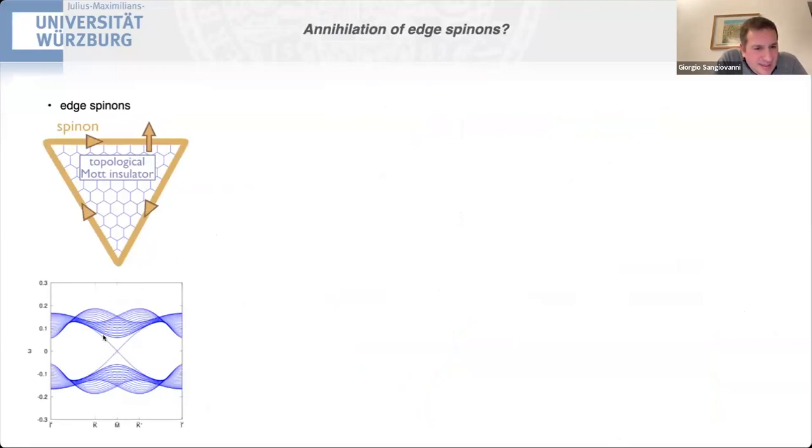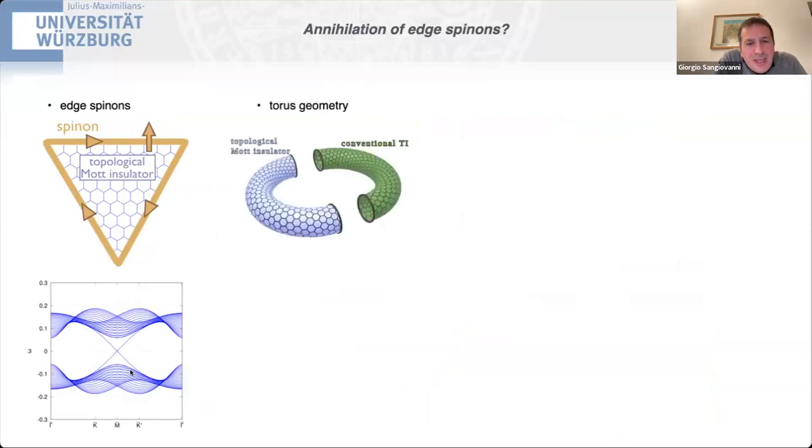And this is the dispersion of the spinons, so linear dispersion of the edge spinons, and the bulk you see here and here in a slab calculation. And now Niklas suggested this nice torus geometry where we can see very nicely the annihilation. So again, we have half of the system with large U, so a topological Mott insulator in this sense, so this gapped U(1) spin liquid, and on the other side instead the conventional TI.